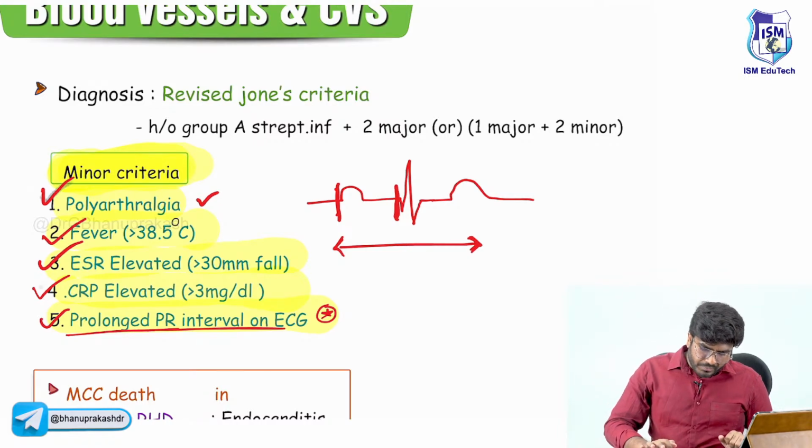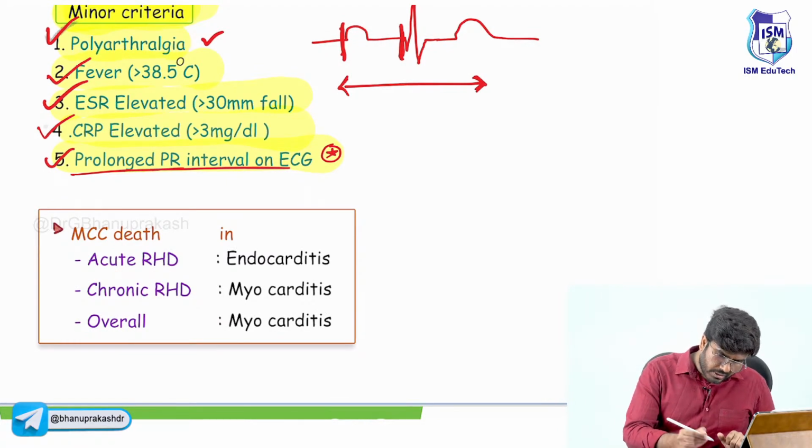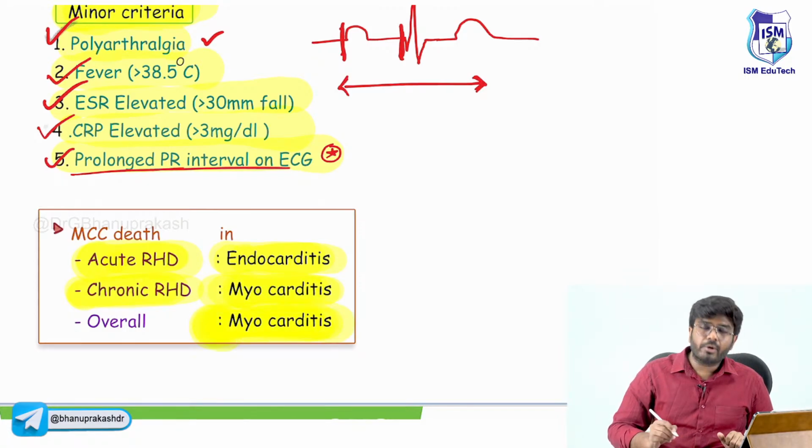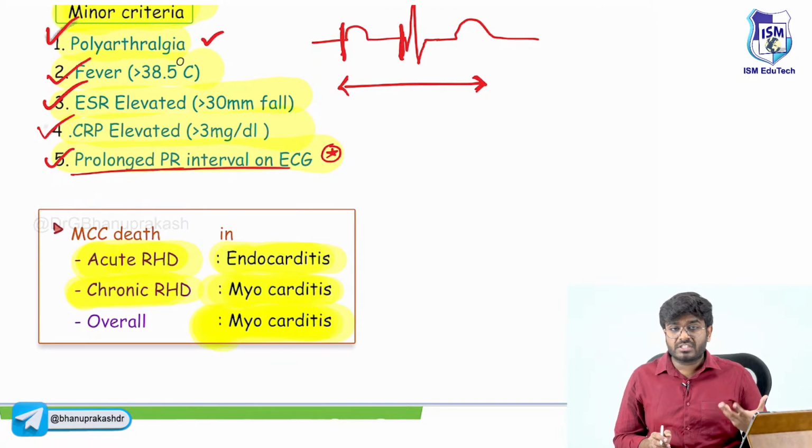Now what is the most common cause of death? The most common cause of death in acute rheumatic heart disease is myocarditis, and in chronic rheumatic heart disease is also myocarditis. Overall, the most common cause of death is myocarditis. I have explained it to you. It will cause congestive heart failure and it can kill the patient, sir.